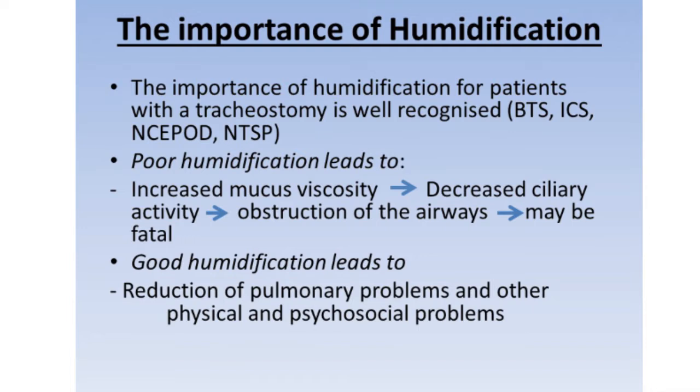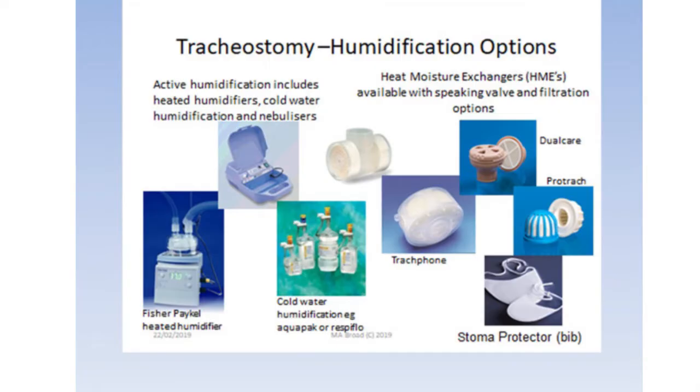70% of humidification occurs in the nasopharynx, thus mouth breathing is less effective. Humidification is less effective again when bypassing the upper airways. So in this slide, you'll just see a range of the different methods of humidification for tracheostomies, and again, we will show some of these in the practical demonstration.